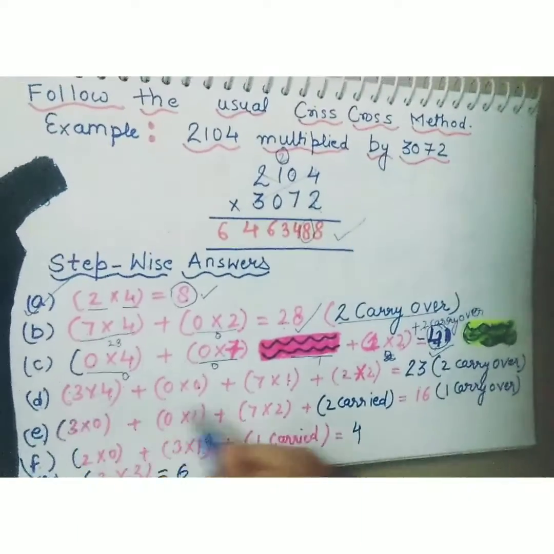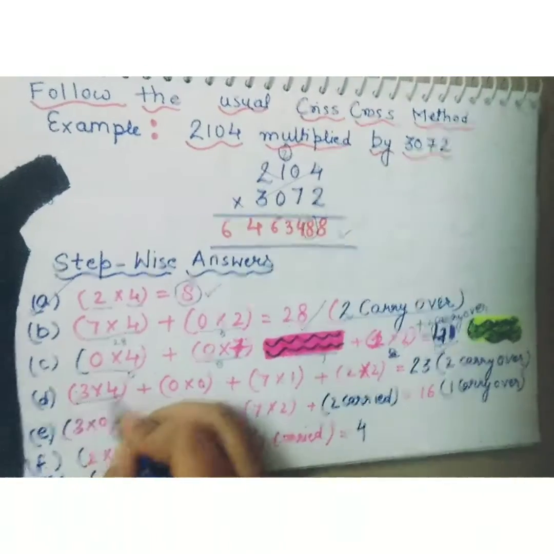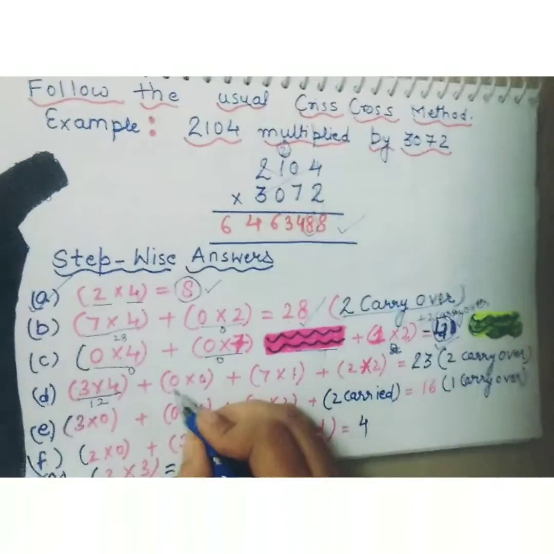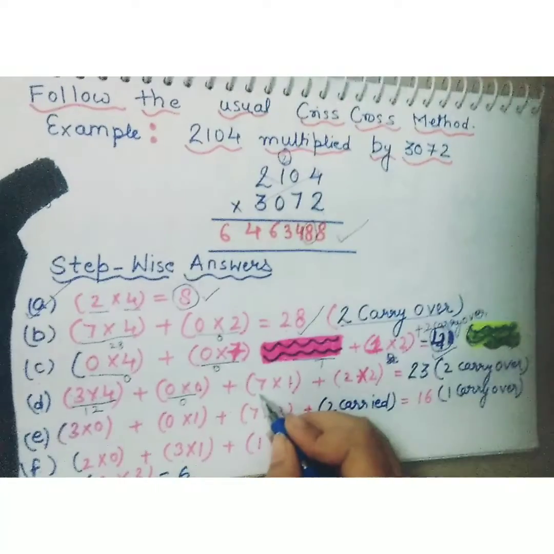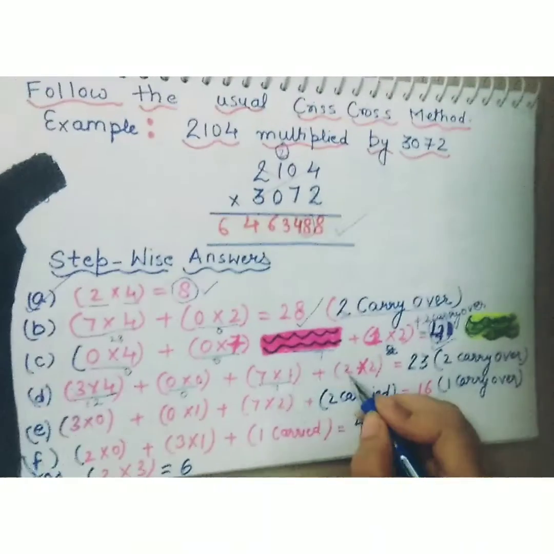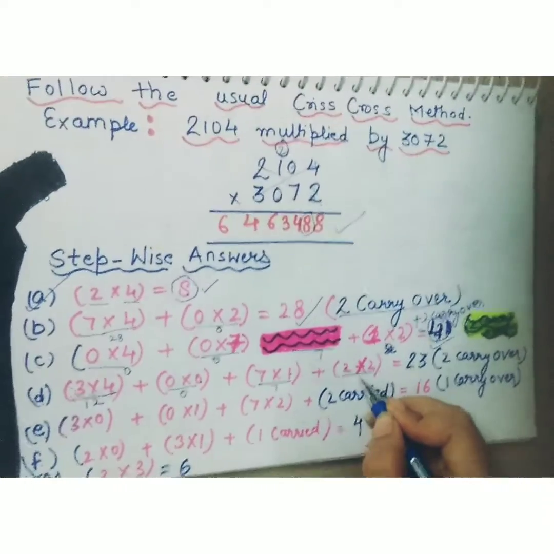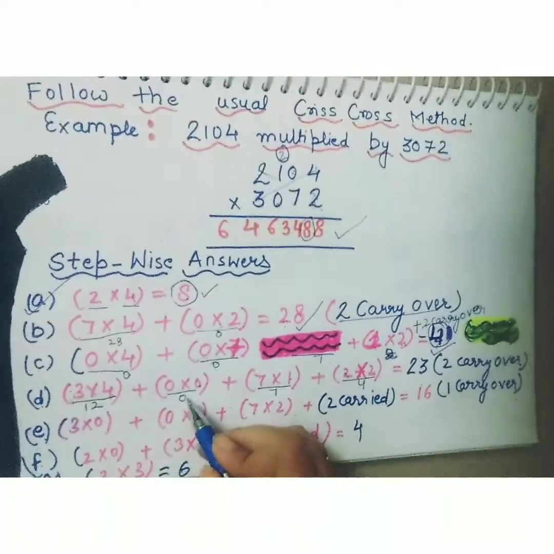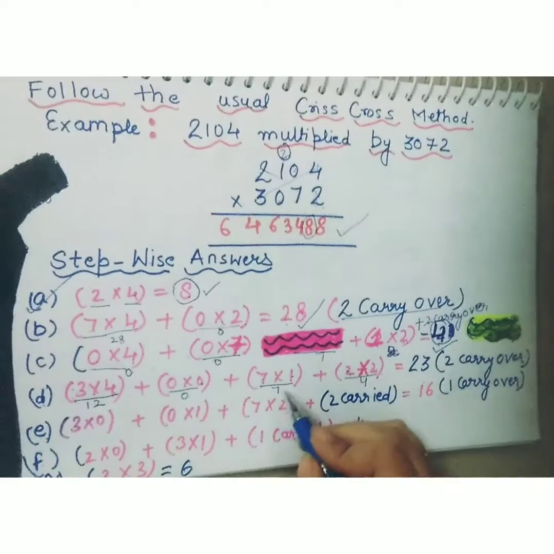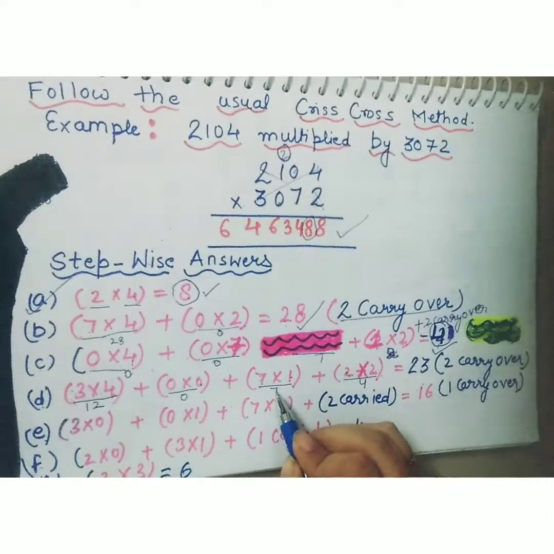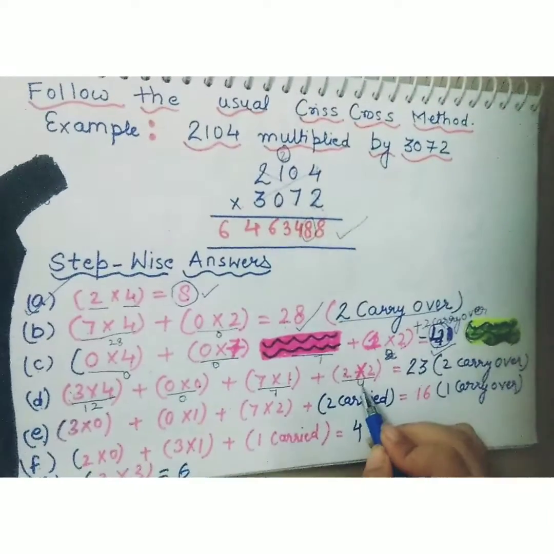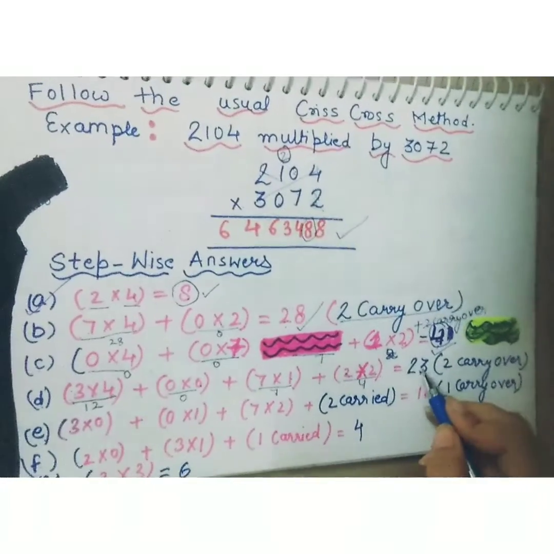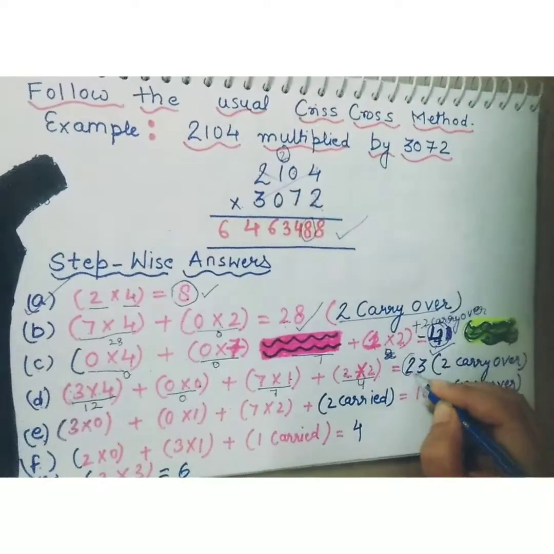When we solve all these numbers, 3 fours are 12. 0 into 0, 0. 7 into 1, 7. 2 into 2, 4. When we add these numbers, 12 plus 0 is 12. 12 plus 7 comes out to be 19. 19 plus 4 comes out to be 23. Then again here is the carry over 2.